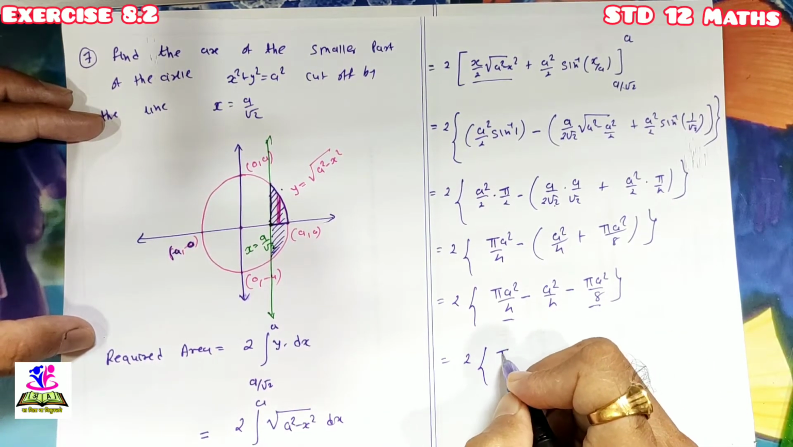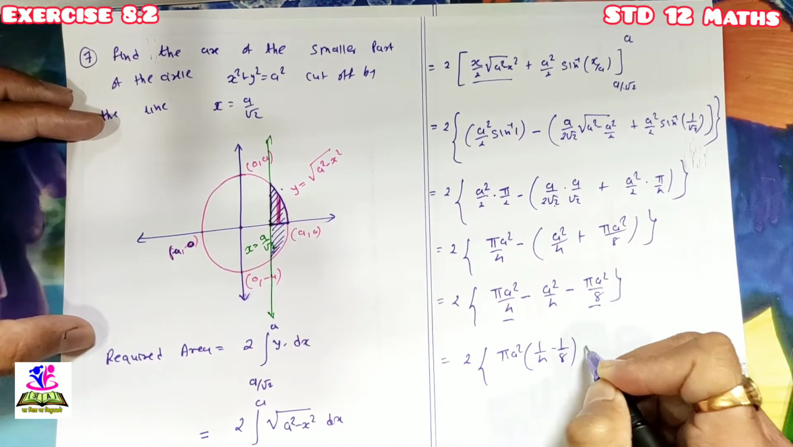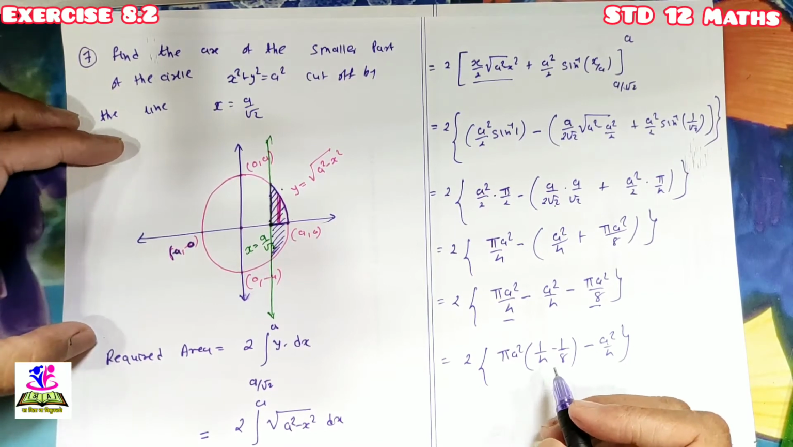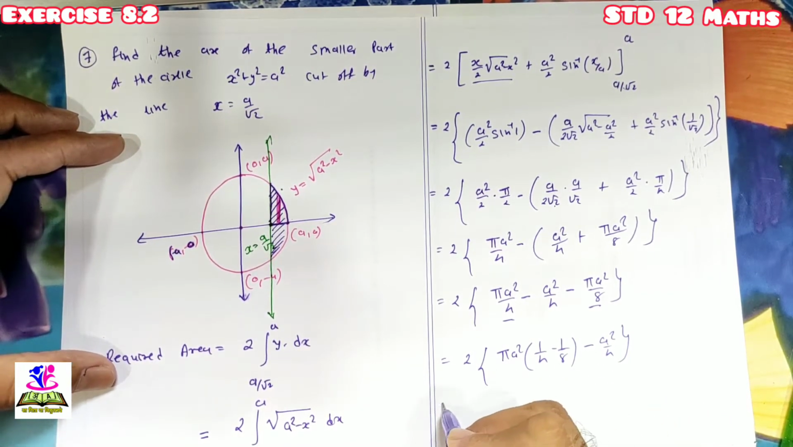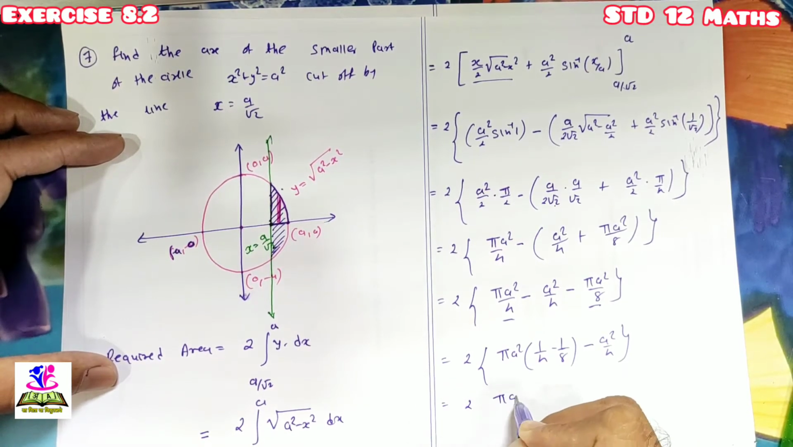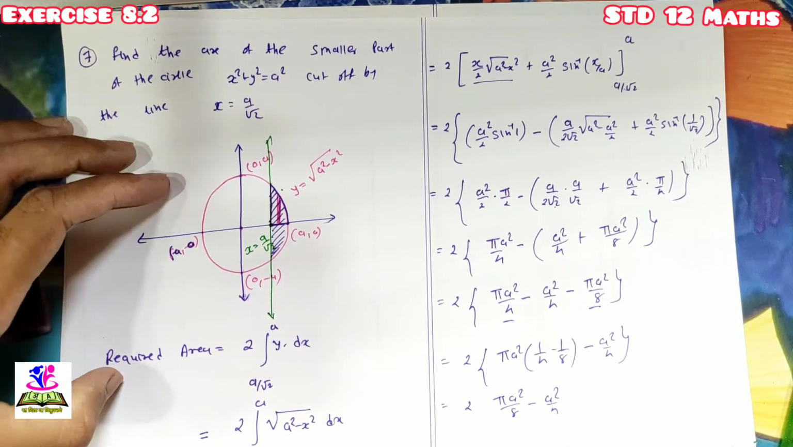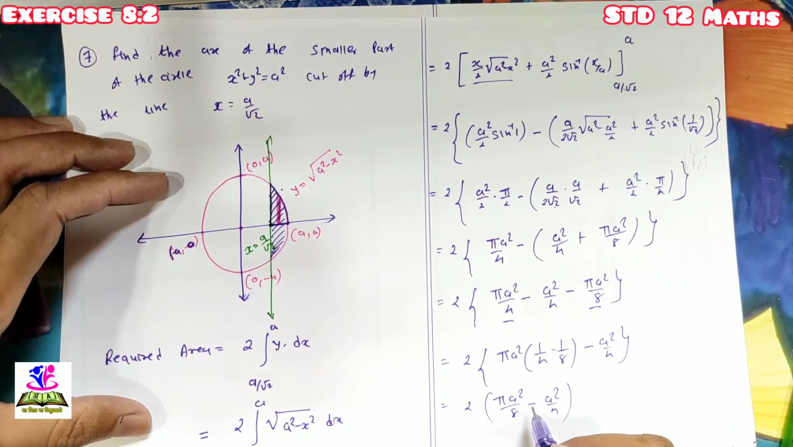Take pi a square common. So it's 1 by 4 minus 1 by 8 minus a square by 4. 1 by 4 minus 1 by 8, so it's pi a square by 8 minus a square by 4. Done. So here we can take this a square by 4 as a common, है ना.